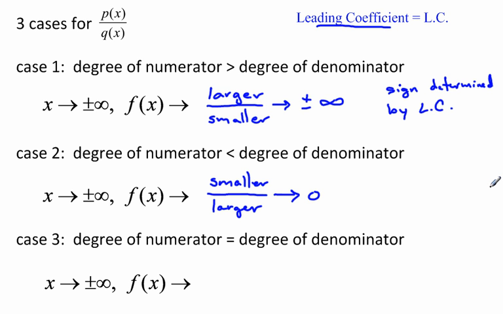Our last case is where the degree of the numerator equals the degree of the denominator. In this case, both polynomials are growing very similarly, and the only difference is going to be the leading coefficients as to how fast they're growing in comparison to one another. So as we're approaching infinity, the only terms that really matter are the leading terms, and we're going to take the leading coefficient of p of x, which is our numerator, and divide it by the leading coefficient of q of x, and that number will be where our y value is going to head to.